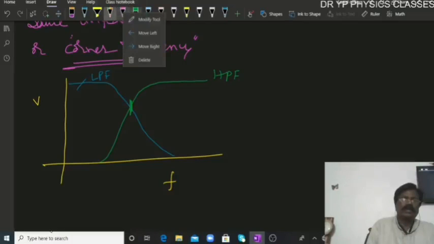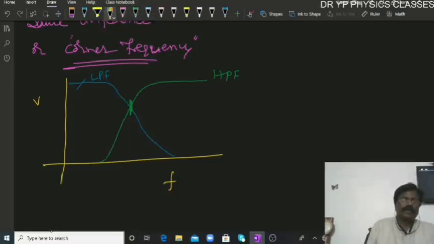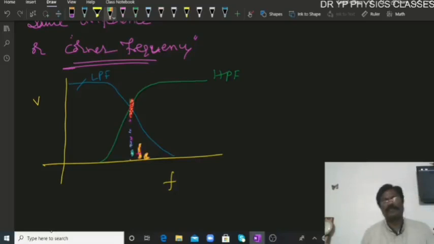So these two are having some particular value. So this particular frequency is what is called the corner frequency, FC. Okay, is it clear now? At one particular point, both are having the same impedance. Resistance and the capacitance are having the same impedance. Therefore, they cross over each other at this particular point, and this particular frequency is called the corner frequency.